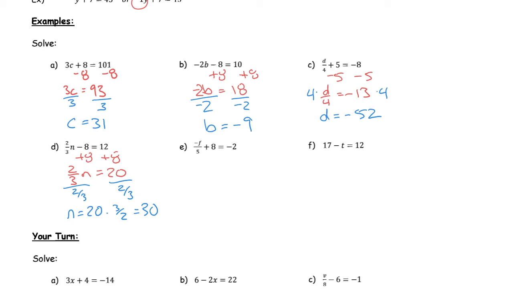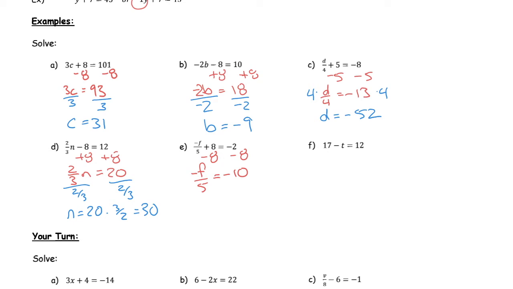Okay, now in this one here, a little bit more going on because of that negative there, but it's not a big deal. First of all, I'm going to subtract the 8 from both sides because that's the second term on the left-hand side, and I don't want that. I want to get rid of it. And so that's going to leave me with negative f over 5. Positive 8 minus 8 is going to be 0. And then on the right-hand side, negative 2 minus 8 is negative 10.